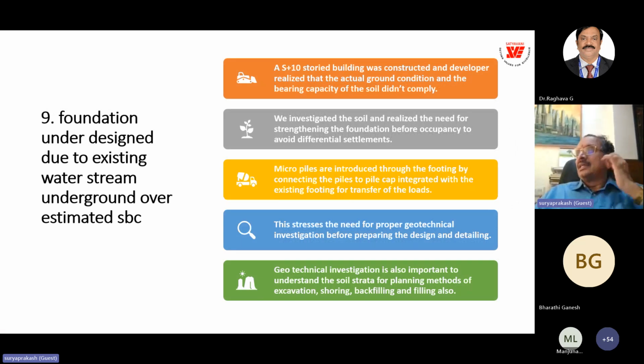Next is the foundation under-design due to an existing water stream underground or estimated SBC. This is the case where there was a water stream below the building line, which was not found during the geotechnical investigation. So SBC was estimated on the higher side. By the time that was realized, the structure of the building was completed, and then we had to retrofit the foundation by introducing micro piles.